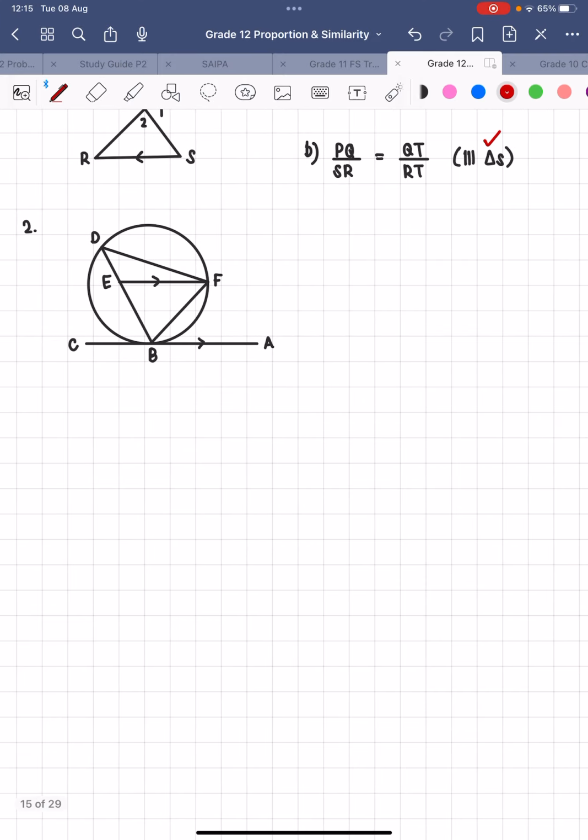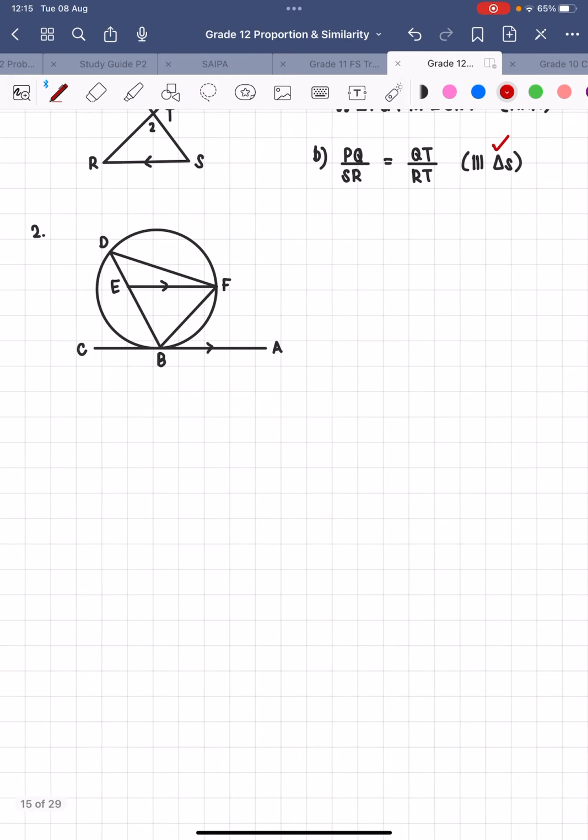The reason why I want us to do this one is because the actual proof of the similarity is more complicated. And I want to show you guys a method to use. So the question here is to prove that triangle BEF is similar to triangle BFD. All right, so again, they have given us the order there, which makes it a bit easier.